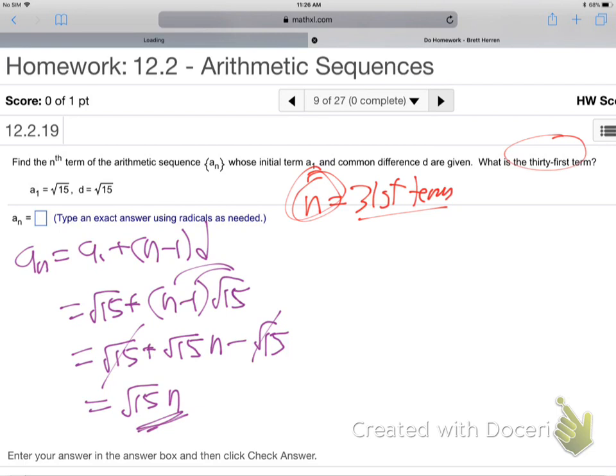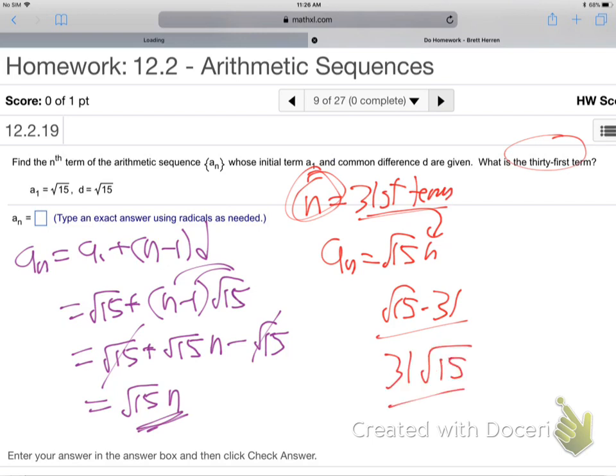So we just plug the 31 into the square root of 15 times n. So it's square root of 15 times 31, and there's nothing you can really do. Normally we'd put the 31 in front, like Seema was saying. Either way is fine, but there's nothing more you can do. That's just it: 31 root 15. Is that good?